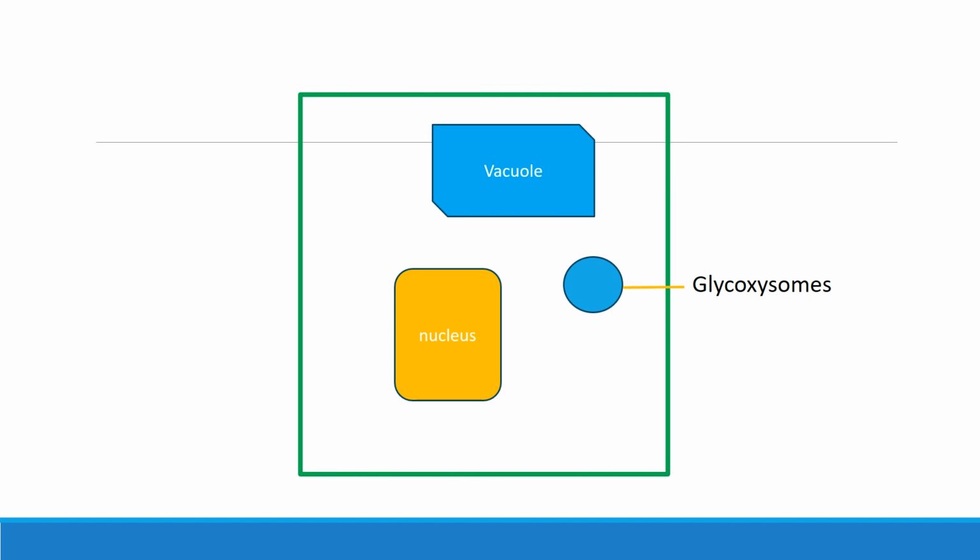This is just a small outline of a growing plant cell, where you can see a large sized vacuole and a relatively small sized nucleus, and you can see how glycoxysomes are located within this structure over here, pretty much similar to the peroxisomes, but these glycoxysomes are only present during the development of a seed.